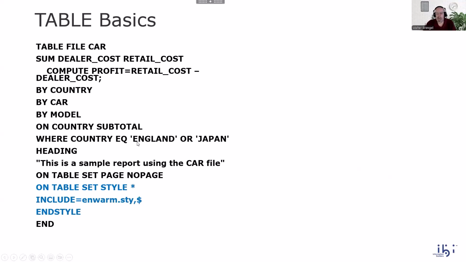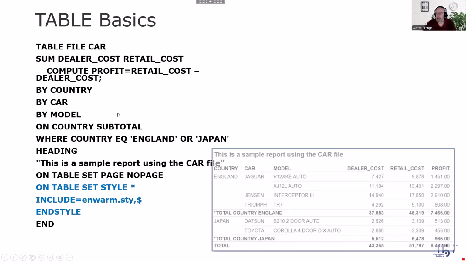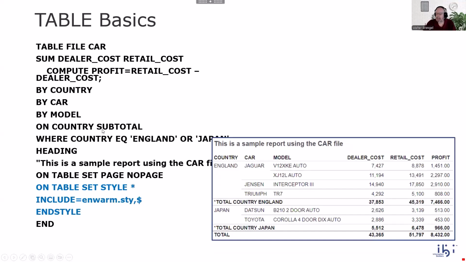Let's make it even prettier. So we're going to do an on table set style, and I'm using the enwarm.sty, which is provided with the product. And the report now looks like this.